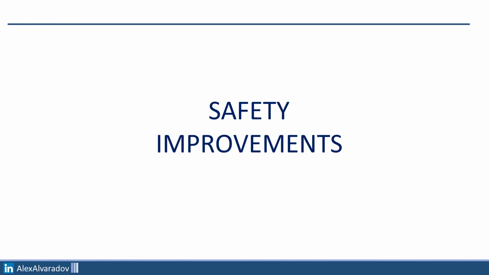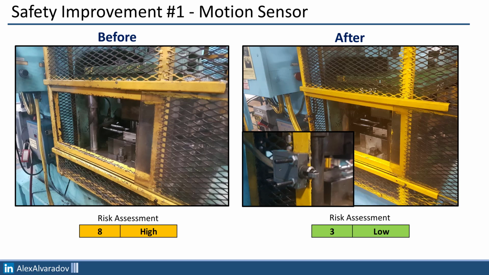As part of any Kaizen event, you have to include safety improvements. In the before situation, they didn't have a sensor to stop the machine in case of opening the window. Worst case scenario, someone opens the window to start the changeover and the press could still be working. The team installed a sensor so that if the window is open, the machine automatically turns off.